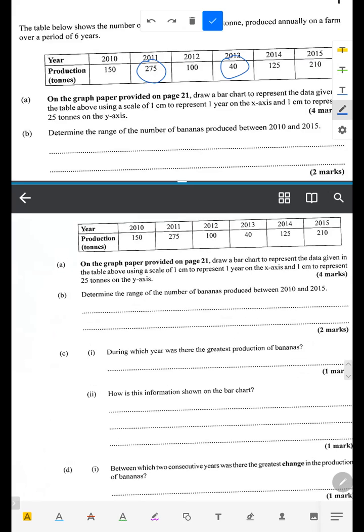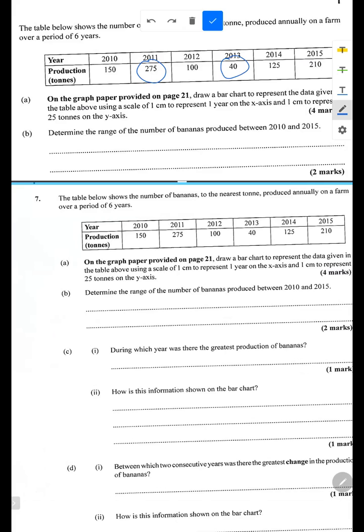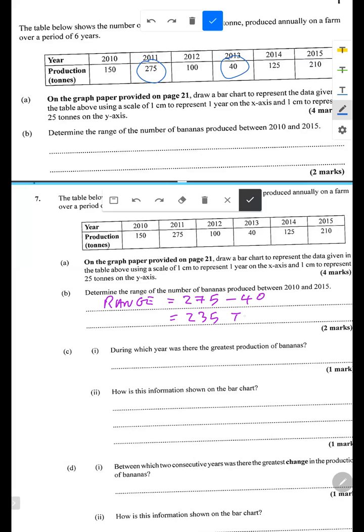So the range, come back down here. The range is 275 minus 40, which is 235 tons. 235 tons is the range.